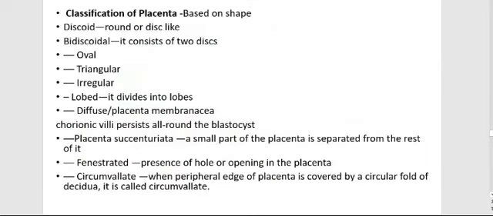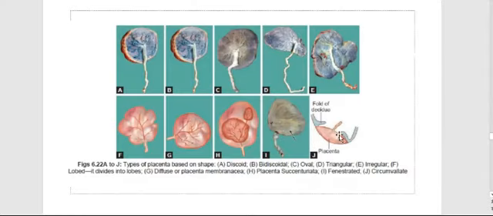And then we have circumvallate. In this one, the peripheral edges of the placenta are covered by a circular fold of the decidua. It's just supposed to be on one side, but then the whole placenta is covered. So that is what we call circumvallate. As you can see from here, the fold of decidua, on the fetal side, is not supposed to be there. So this is our placenta.